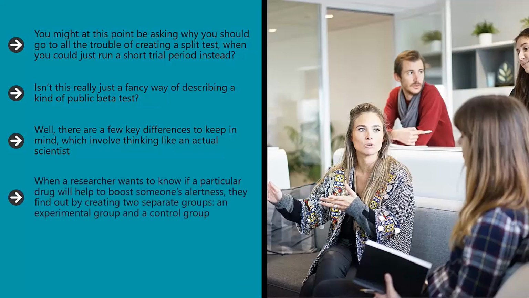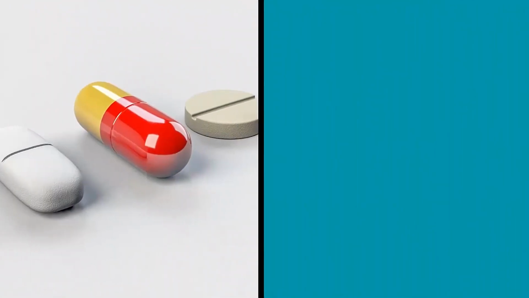When a researcher wants to know if a particular drug will help to boost someone's alertness, they find out by creating 2 separate groups, an experimental group and a control group. The experimental group is the one that receives the drug, and the control group is the one that doesn't. This then gives the researcher the opportunity to compare the stats from the 2 groups. What this achieves is to remove confounding variables.